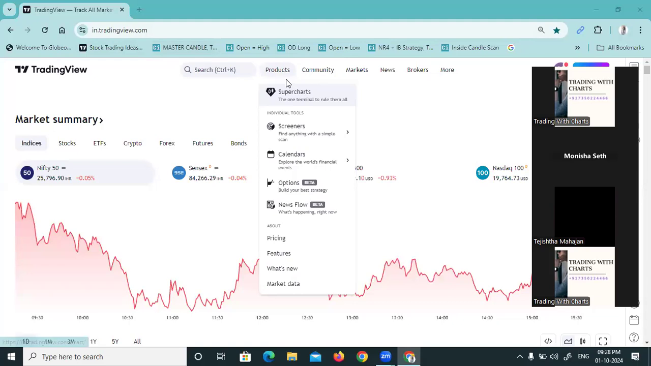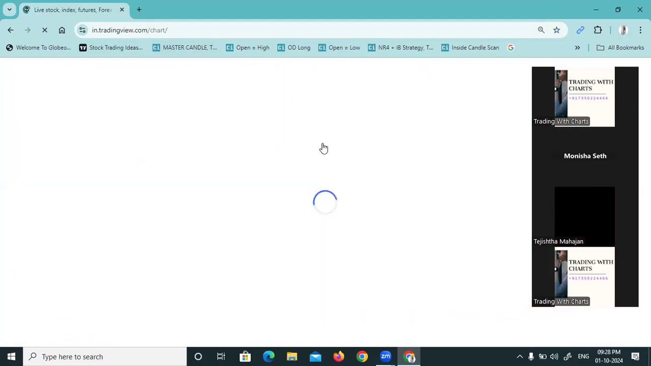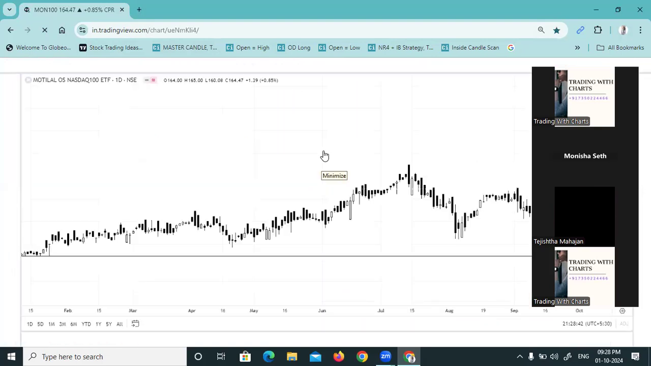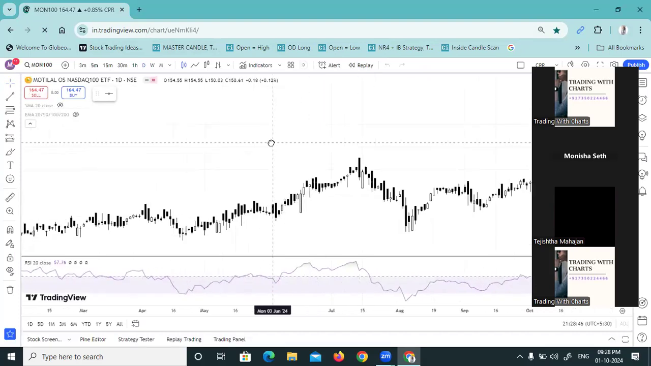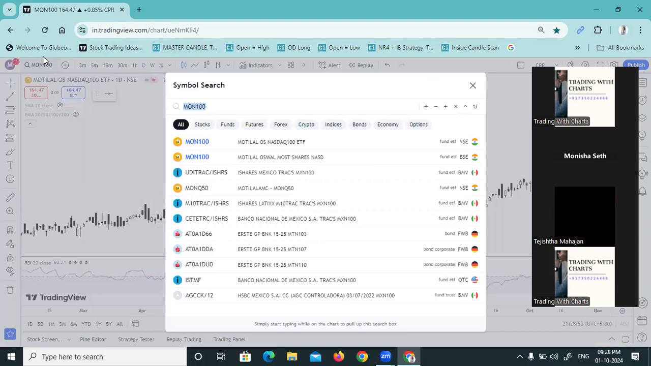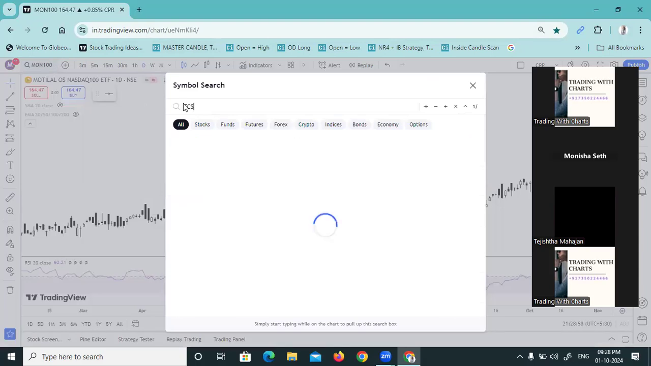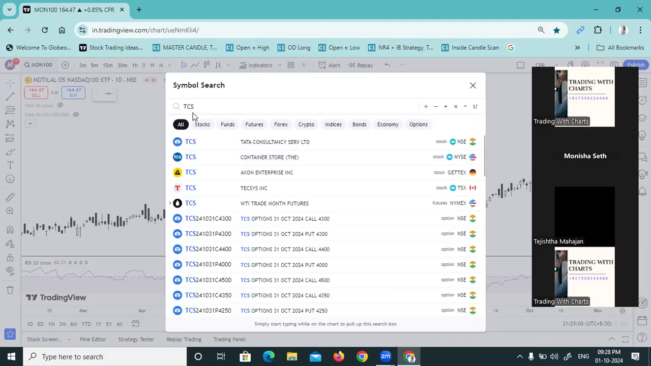Once you sign up on this platform, here you can see the section called products. Under products, you need to go to supercharts. Here under supercharts, on top left, look at my cursor, just click here. This is the symbol search column, and here you can type the name of any stock. Let's say I want to open the graph of TCS, for example. So I will type TCS.